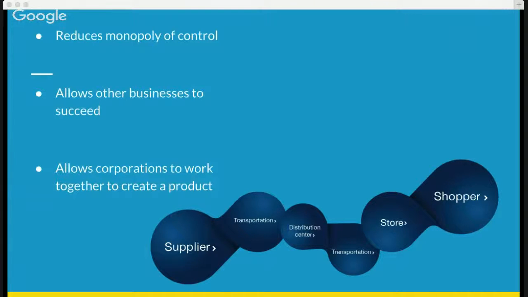So this allows multiple businesses to succeed. Where one monopoly could make this and distribute it and modify it and everything would happen in their business, that wouldn't allow people to work together and there would be no camaraderie among the corporate level businesses. And supply chain management documents how different businesses work together to distribute the same good that you're ordering.